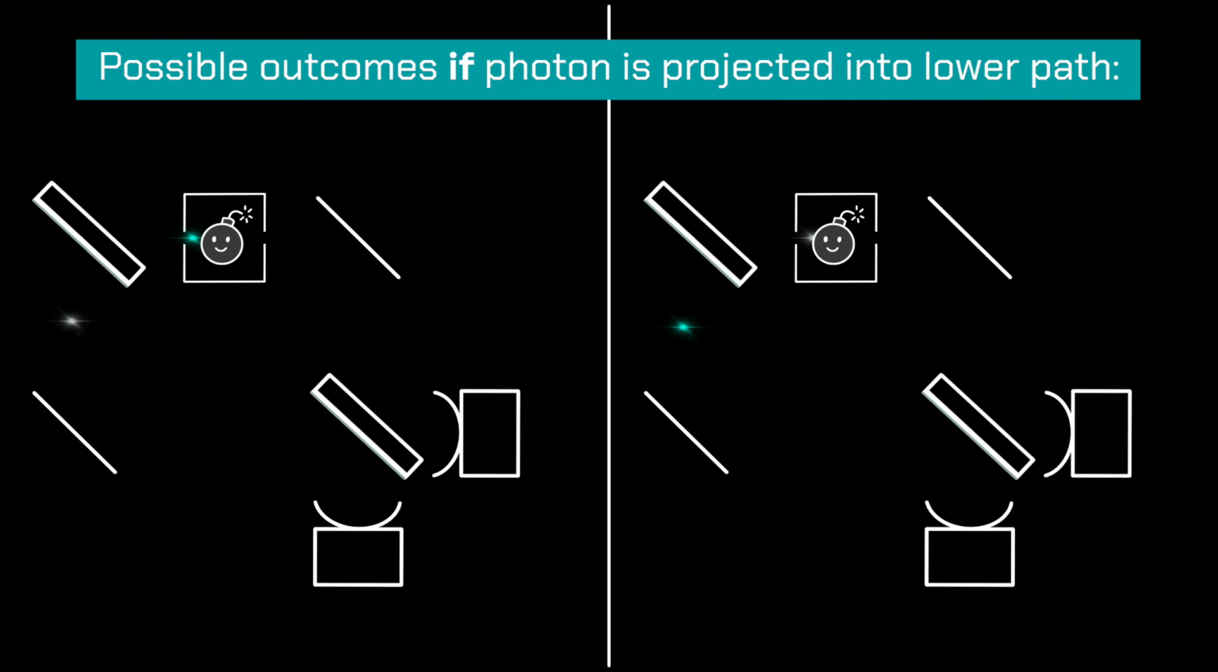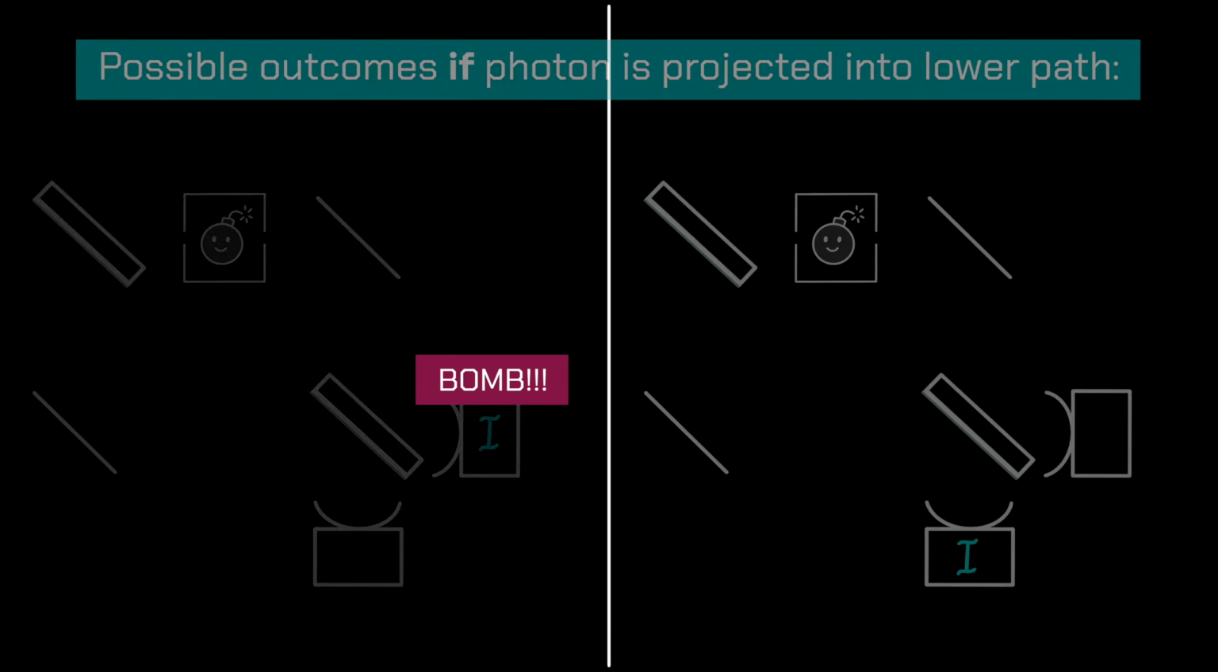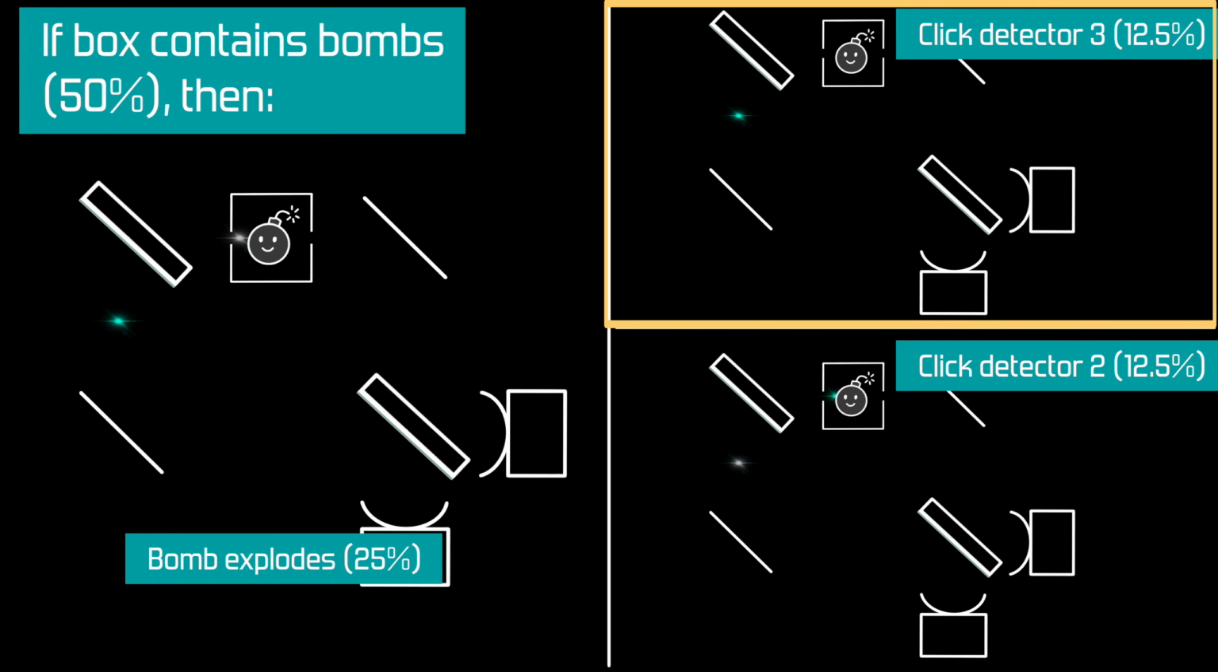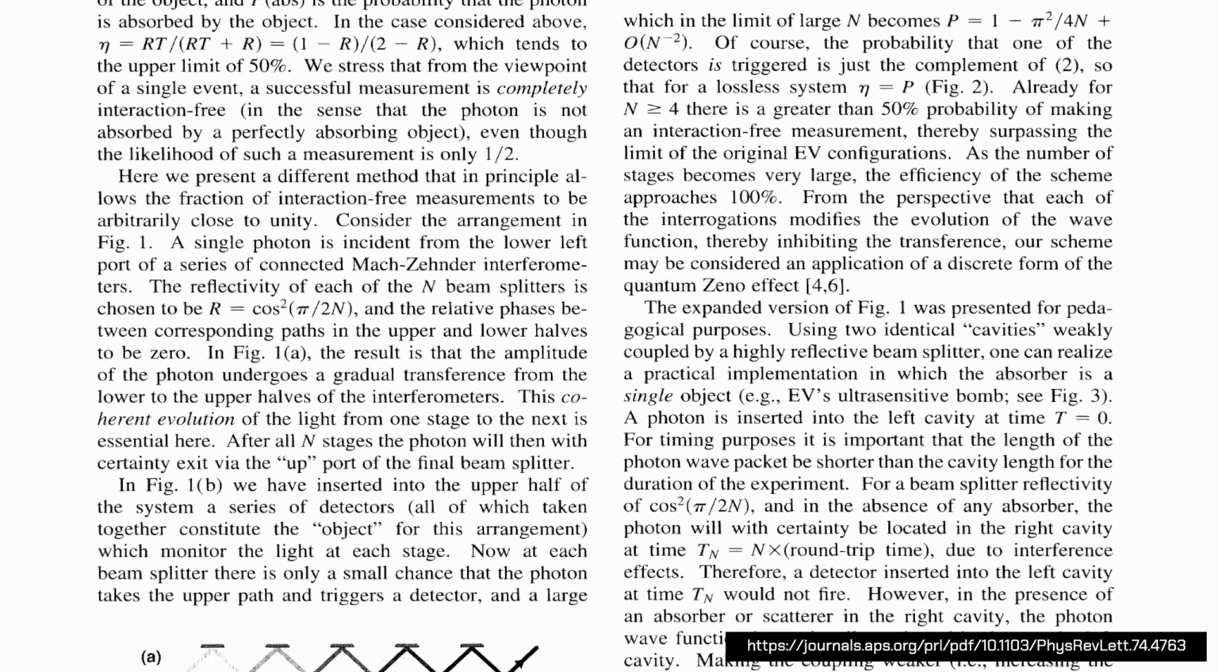Note that whenever the photon ends up in detector 3, it means there is a bomb in the box, despite never coming into contact with the photon. All things considered, there's a 12.5% probability for this to happen, and hence for you to know that there's a bomb without detonating it. A probability that's strictly zero classically. And by the way, this is not hypothetical. People have conducted versions of this experiment.